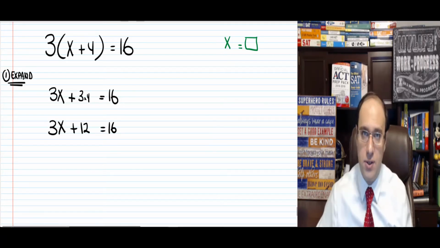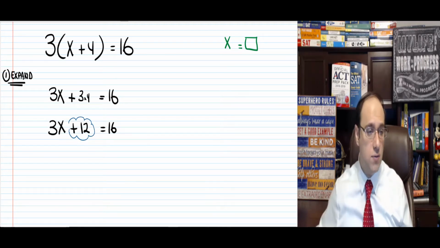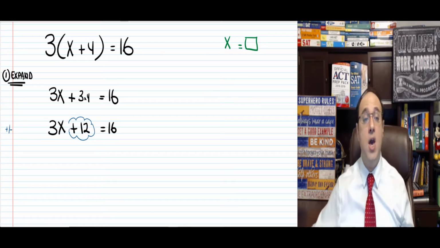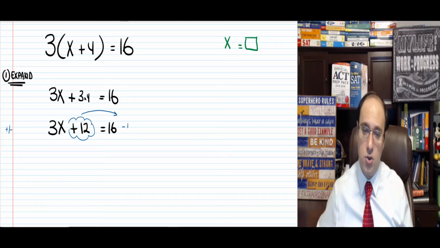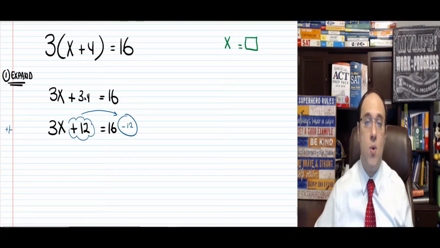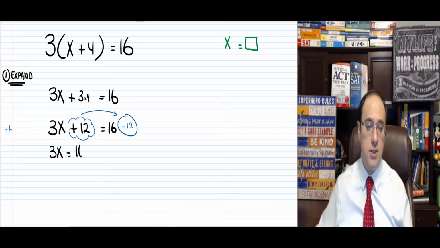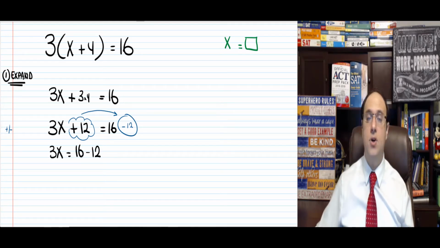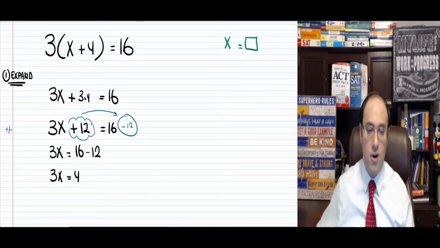Super. Now this is going to be easy. I need to get rid of the pluses or minuses first. Remember, we said always get rid of the plus or minus first. So the plus 12 goes to the other side as minus 12. Good. Rewrite. Always write every step. 3x equals 16 minus 12. Super. That means 3x equals 4.